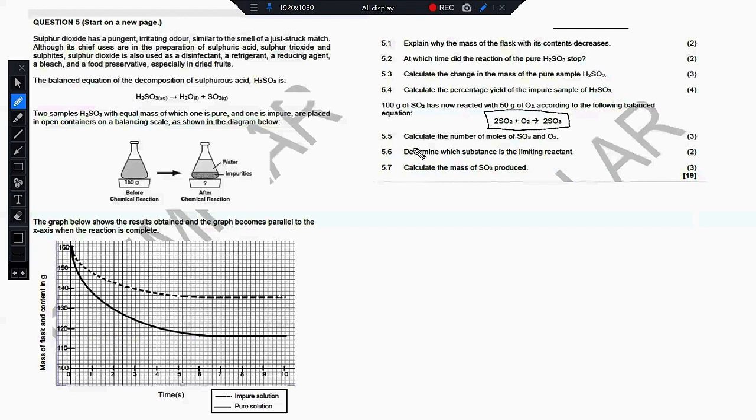And then 5.5 says calculate the number of moles of SO2 and O2, right? So now we must calculate the number of moles of both of these. So it's simple because we are already given 100 gram SO2 and then 50 gram O2. So let me open up a new page so that we are able to do this along with 5.6.